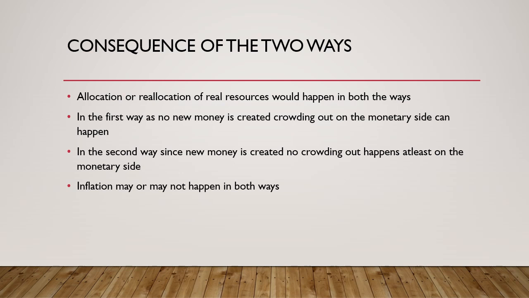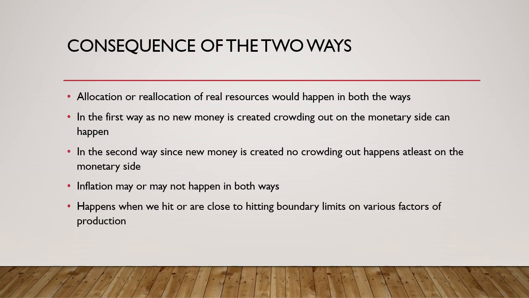Inflation, and this is important, inflation may or may not happen in both ways. We'll see in the further slides how fiscal deficit affects inflation, and how inflation can happen due to fiscal deficit. Inflation will happen due to the increased fiscal deficit only if we are close to hitting what we call boundary limits on the factors of production. So in other words, if there is slack in the factors of production, inflation is unlikely to occur.